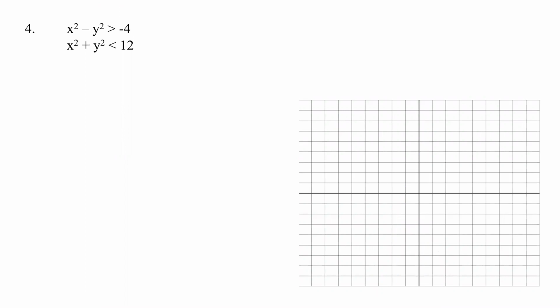X squared minus y squared is greater than -4. And so again, remember, we have to have dots. And x squared plus y squared is less than 12. Well, this one I know. That's a circle, and the radius is equal to the square root of 12. Well, that is equal to the square root of 4 times the square root of 3. 4 times 3 is 12, yeah. And so that's going to be 2 square root of 3.